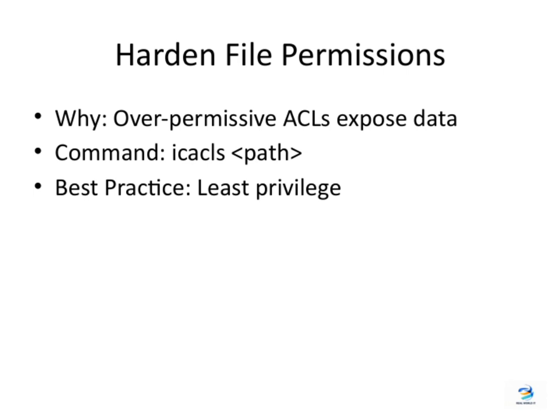Let's talk about why overpermissive ACLs, or access control lists, can really expose your data to unnecessary risks. When permissions are too loose, it becomes easier for unauthorized users to access sensitive information, which can lead to data breaches or leaks. To check and manage these permissions, you can use the command icacls <path>, which allows you to view and modify ACLs on files and folders. Now, the best practice here is to follow the principle of least privilege. That means giving users only the access they need to do their job, and nothing more. This approach minimizes potential attack surfaces and helps keep your data secure.